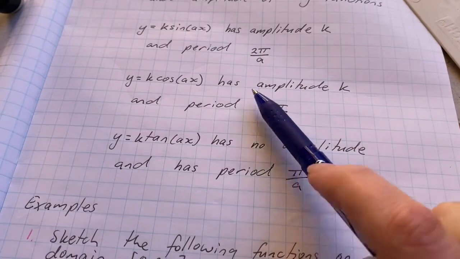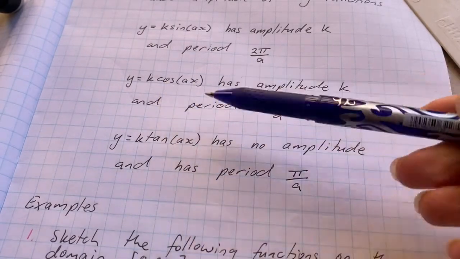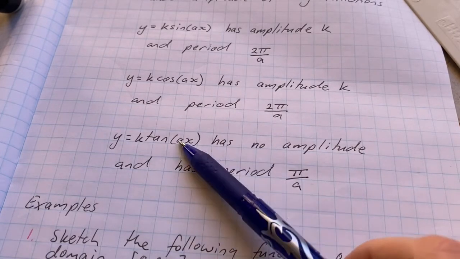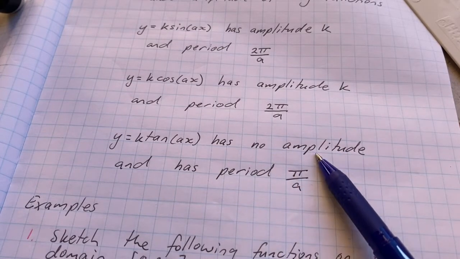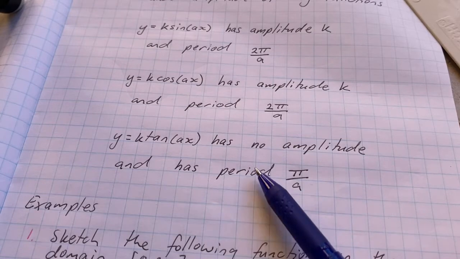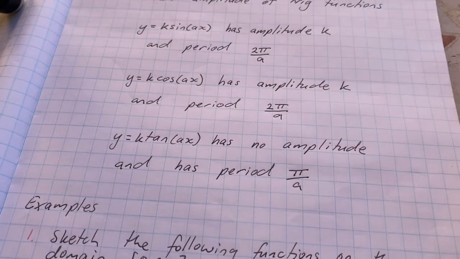Now if k was negative, as with any function that we make negative, it gets flipped through the x-axis. Tan, of course, has no amplitude, there's no top and bottom, it goes to infinity in either direction. The period of tan is smaller, so the period for tan is just pi on a.